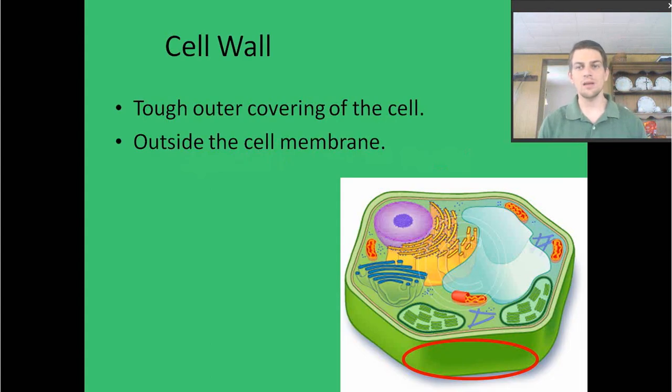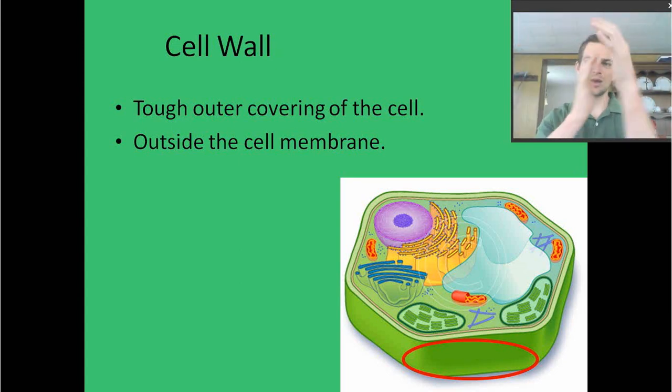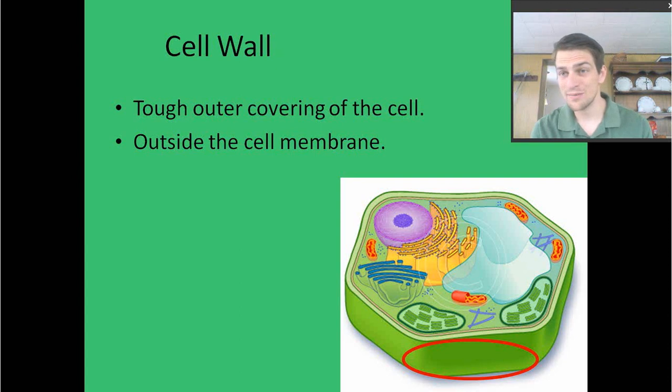The first is going to be the cell wall. So on the outside of all cells, you have a cell membrane, including plant cells. But plant cells also have this tough outer coating on their cell called the cell wall. And so that's going to be outside the cell membrane. So from outside to inside, you're going to have the cell wall, then the cell membrane, and then you have the cytoplasm in the inside of the cell. So this is this tough outer covering of the cell. It is outside the cell membrane. Plants have it, and we do not.